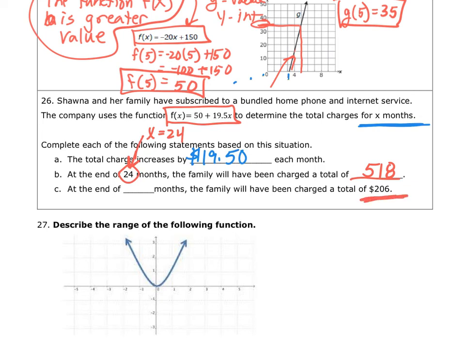Then I'm going to look for the next problem at the y values, because it says at blank months, and I know blank is the x values, the family will have been charged a total of $206. I said 260, I meant 206. So I'm going to look for a y value of 206, so I scroll up and down on that table till I see a y value of 206. When I do that, the x value is 8.